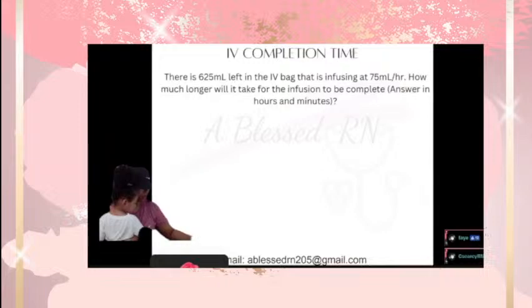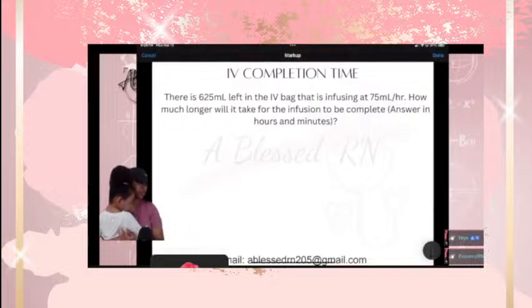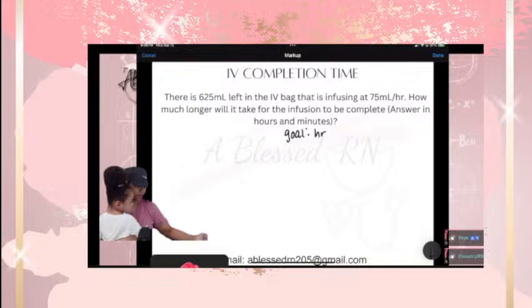Okay, so here is we're almost finished. An IV completion problem. There are 625 milliliters left in the IV bag that is infusing at 75 milliliters an hour. How much longer will it take for the infusion to be complete? Answer in hours and minutes, okay? So we are looking for time. So our goal is going to be to find the hours because it wants us to answer in hours and minutes.